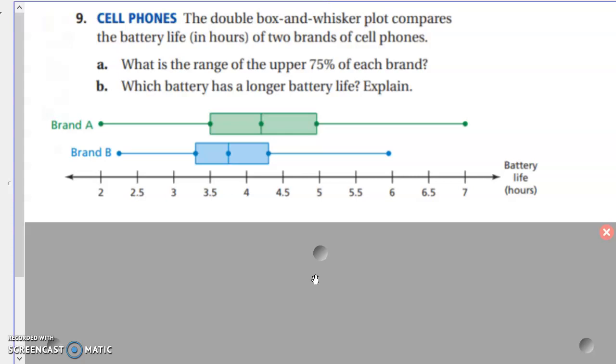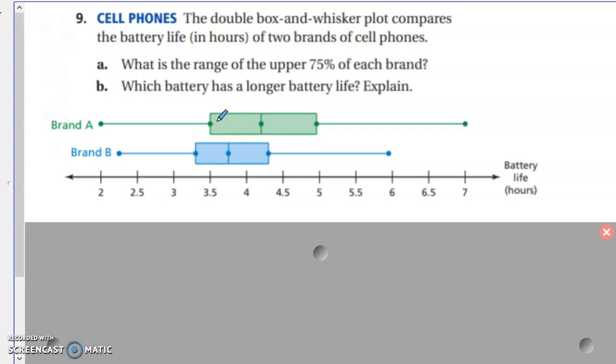Well, when we learned about box and whisker plots, you learned that what a box and whisker plot does is split your data into 25%. So this is 25%, this is 25%, this is 25%, and this is 25%. So if we're talking about the range of the upper 75%, that would be from there to there, from there to there, and there to there for a total of 75%. So this part right here, including the box and this upper whisker, is my upper 75%.